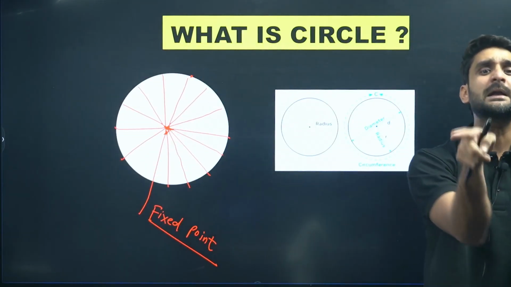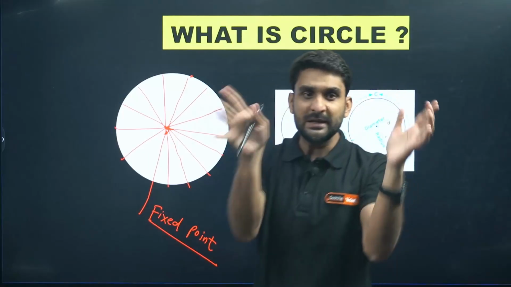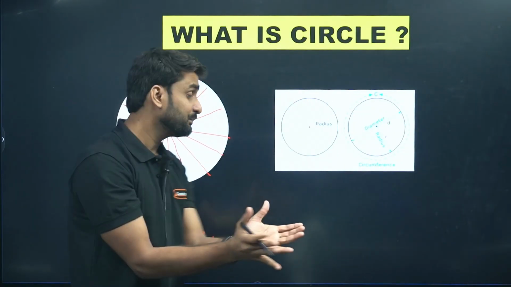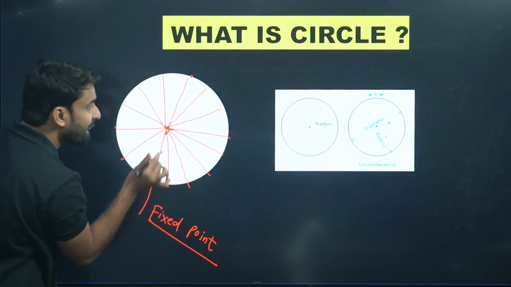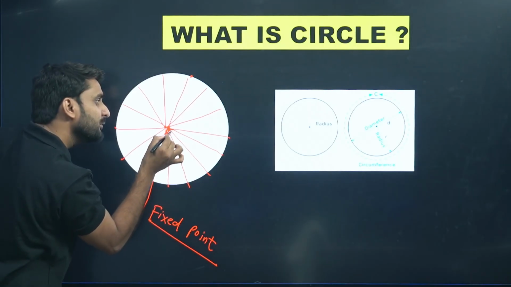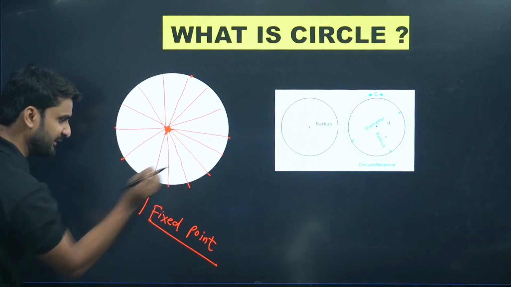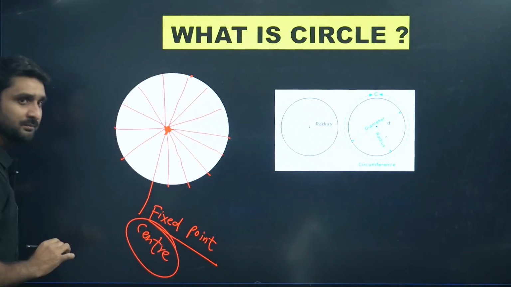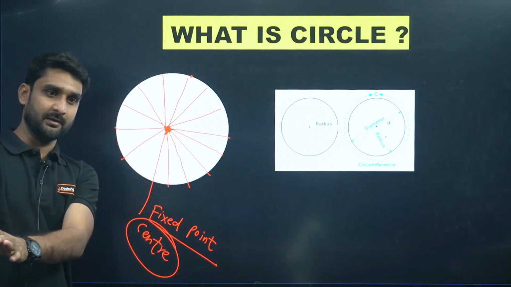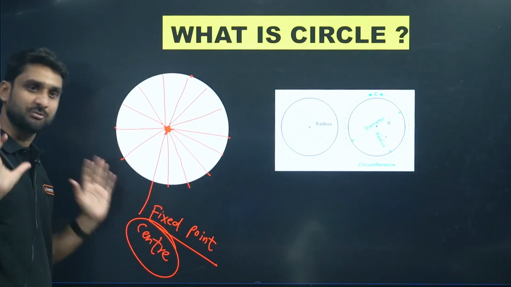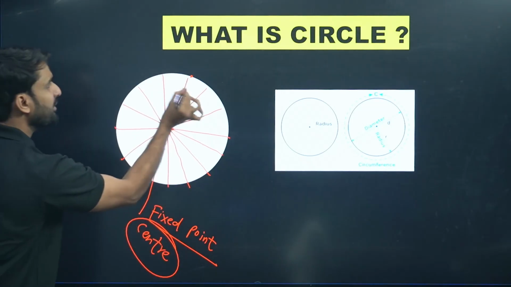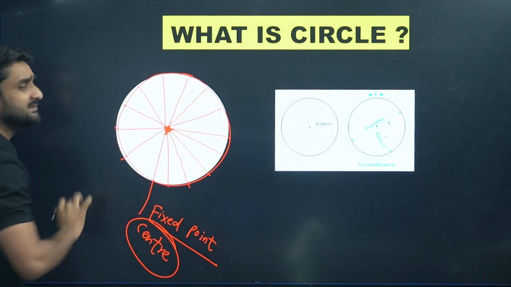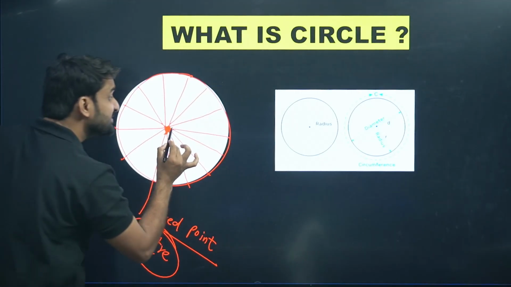The complete bounded structure, the complete bounded figure whose distance is from a fixed point, that fixed point will be called the center later on. This is called the center of the circle. I will call this the center later, but here I am just calling it a fixed point. So this bounded figure that we are getting here is called a circle. And the distances are equal.